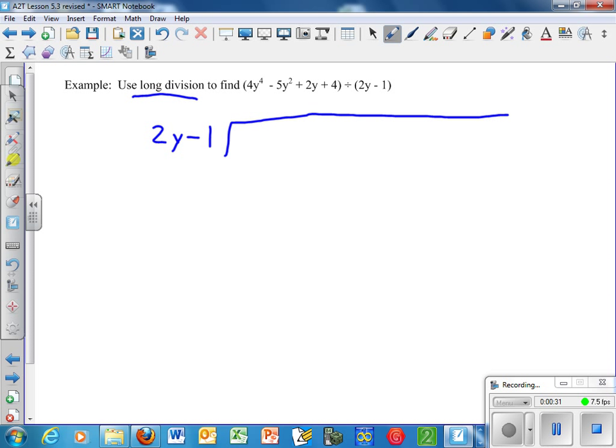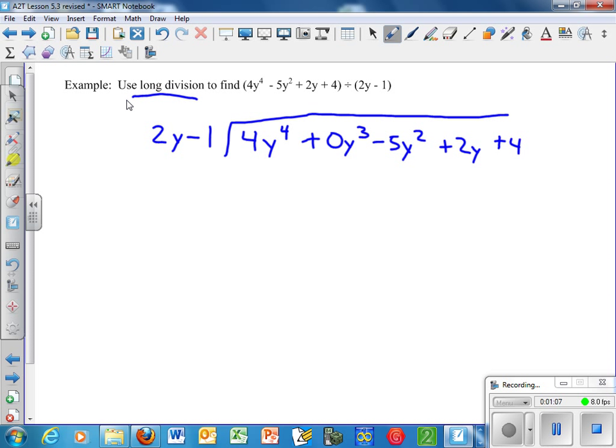Now notice we're missing our cubed term again. So you need to always check that when you're given the problem. Are you missing any terms? Whether you're using synthetic or long division, it does not matter. Okay, so we start out with 4y to the fourth. Now I'm missing my y cubed term, so I'm going to put in plus 0y cubed. Then I have minus 5y squared plus 2y and plus 4.